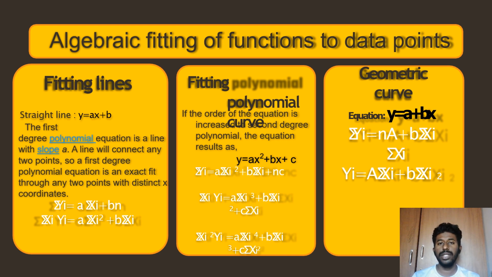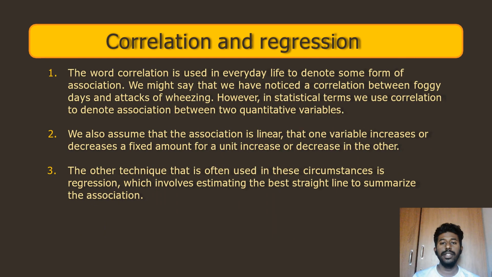So moving on to the last one, we have the geometric curve. The geometric curve is represented by the equation y is equal to ax to the power b, and these are the equations used to solve a geometric curve. Sigma yi is equal to na plus b sigma xi, and sigma xiyi is equal to a sigma xi plus b sigma xi square.